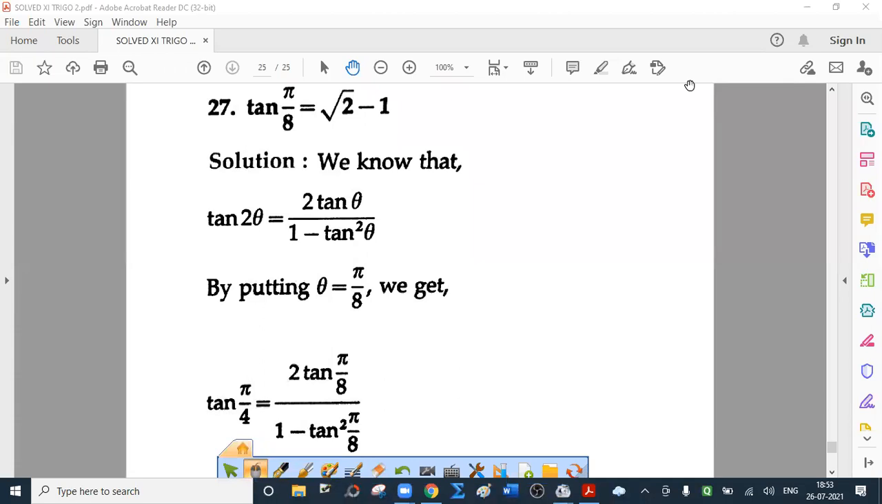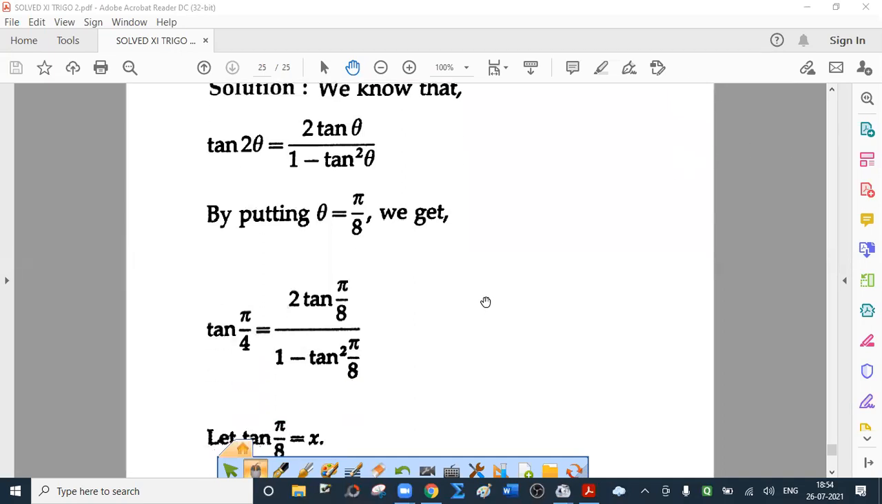27th, prove that tan pi by 8 is root 2 minus 1. Now you may say, sir, can we find cos pi by 8 using the same? Yes, you can. But in exam, if only tan is asked, better we use this method. What is tan 2 theta? 2 tan theta upon 1 minus tan square theta. Put theta equal to pi by 8. So tan pi by 4, 2 times pi by 8 is pi by 4, is 2 tan pi by 8 upon 1 minus tan square pi by 8.